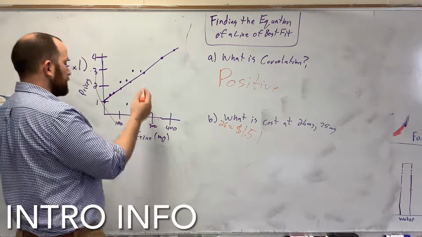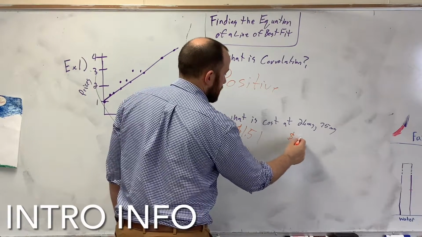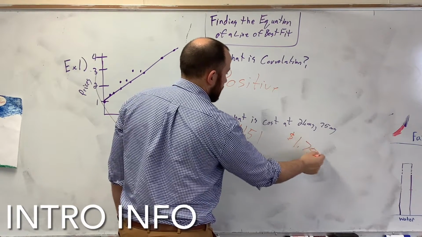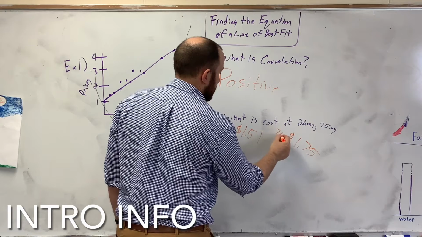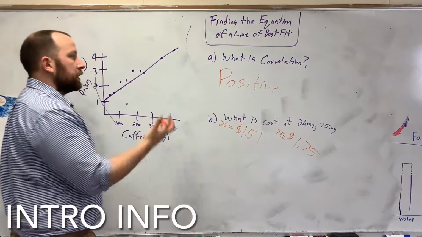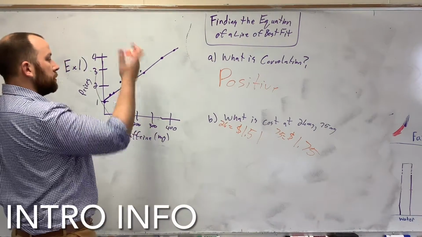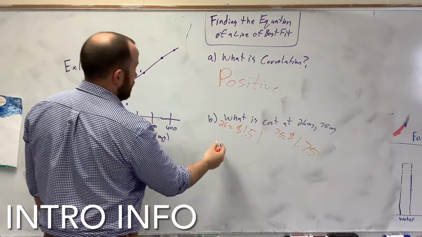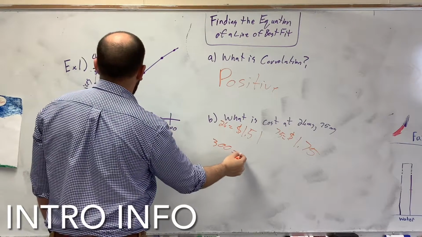Say 75 is about $1.75 or something like that. And there you go. It's just about being able to read the graph right. If I said 300 milligrams up here, it would be about $3.